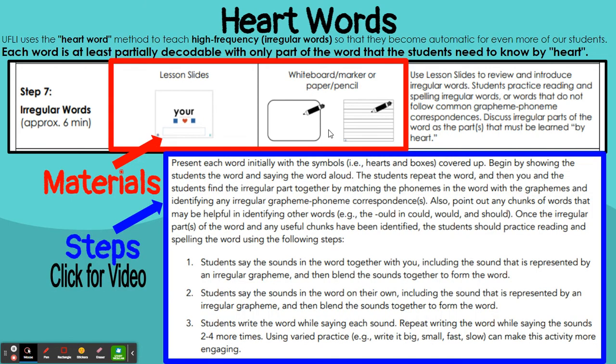Here are the steps to follow, also found on page 31 in the manual, and I attached this handy dandy video from UFLI's YouTube channel where they explain the exact steps too. Now, because I know our time is super precious, I will quickly show you what the steps look like for the irregular words, heart words, part of the UFLI lesson. But be sure to refer back to these slides, your manual, and UFLI's YouTube channel as you strengthen your flow of teaching this step for you and your students.